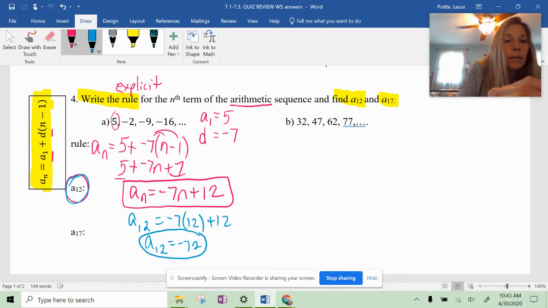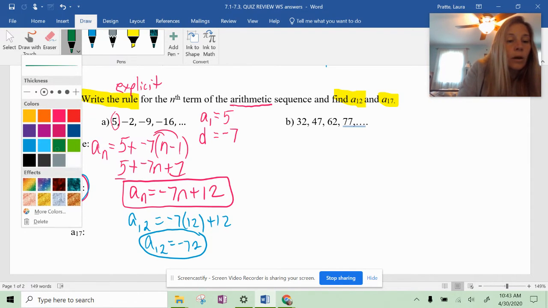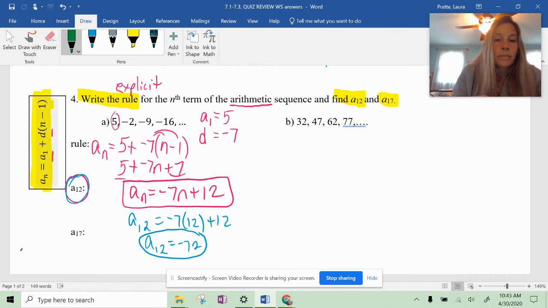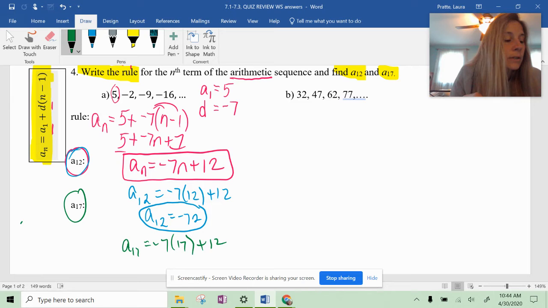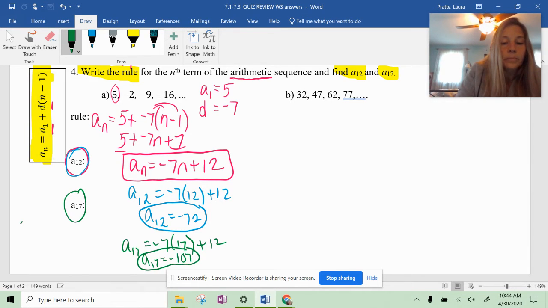Okay, then we're going to do the same thing for the a sub 17 here. So to find my a sub 17, I'm just going to plug in that 17. So negative 7 times 17 plus 12, and that gives us negative 107. And that's it.